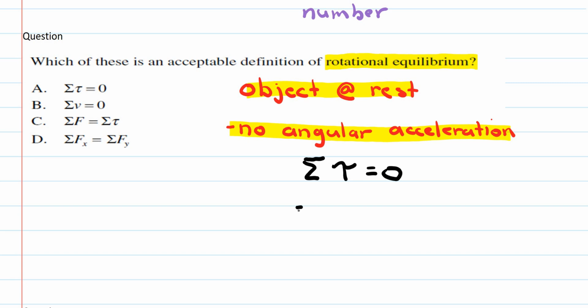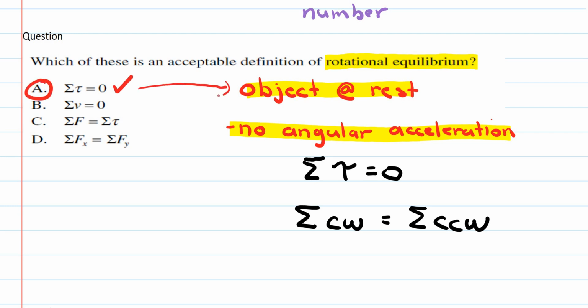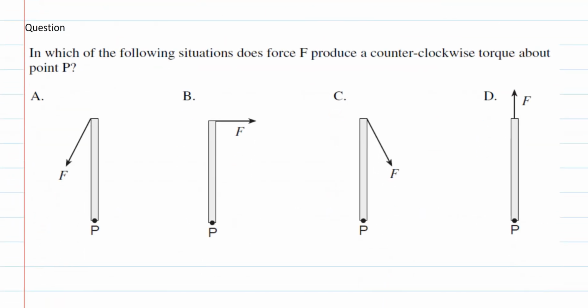And that's also going to mean that the sum of the torques clockwise is going to equal the sum of the torques counterclockwise. These are some of the ideas that we're going to see later on in this chapter. So the best option here is going to be option number A. This is the sum of the torques being equal to 0, and that generally means that your object is not going to be moving because we're canceling out the angular forces acting on that object. And something like this kind of has to do with translational equilibrium. Okay, let's continue to move on.